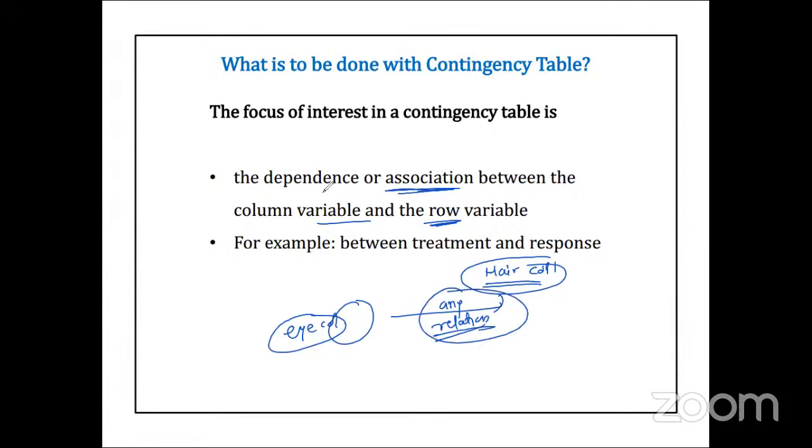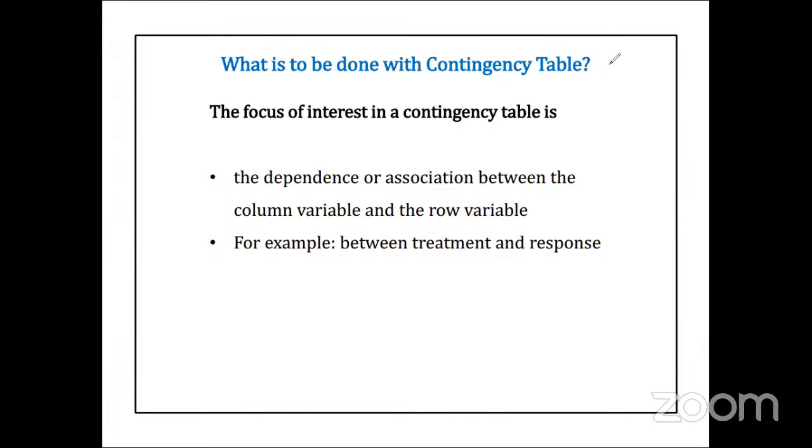So ultimately I want to study association between row variable and column variable. Row variable means eye color, and column variable is hair color. Okay, so it can be treatment response also. Whatever type of table you are having, accordingly you are going to have those variables.